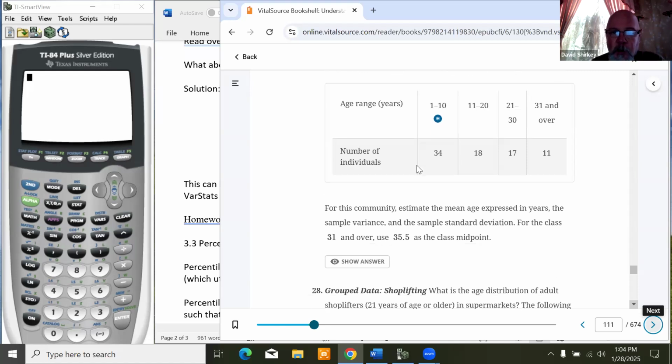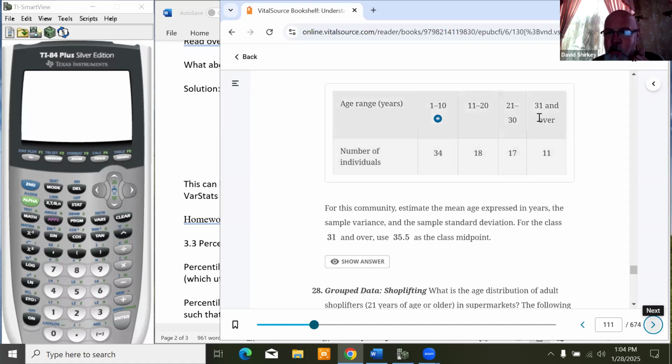All right, so here we go. We have the age range in years, and then the number of individuals that fall into that age range. So for example, 1 to 10 years, there were 34 people. 11 to 20 years old, right? 18 people, and so on. 31 and over, there were 11, okay? And so for this community, estimate the mean age expressed in years, the sample variance, and the sample standard deviation.